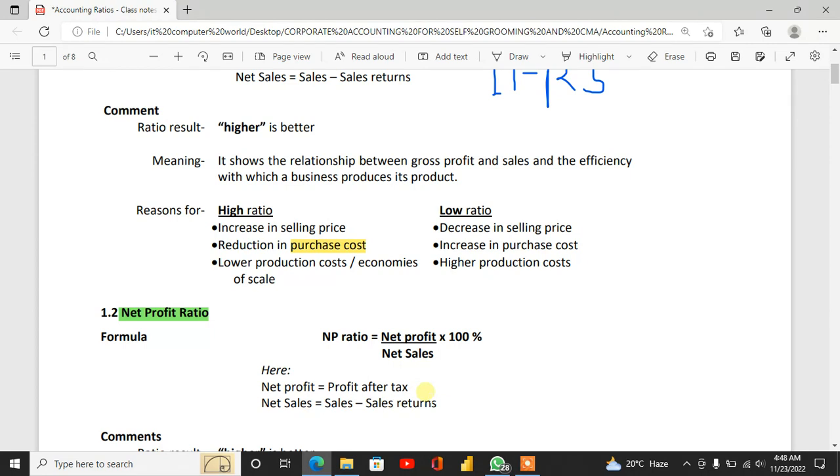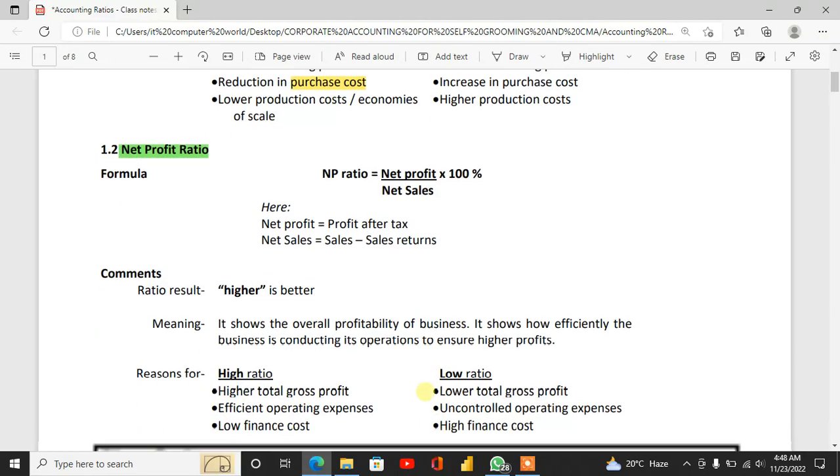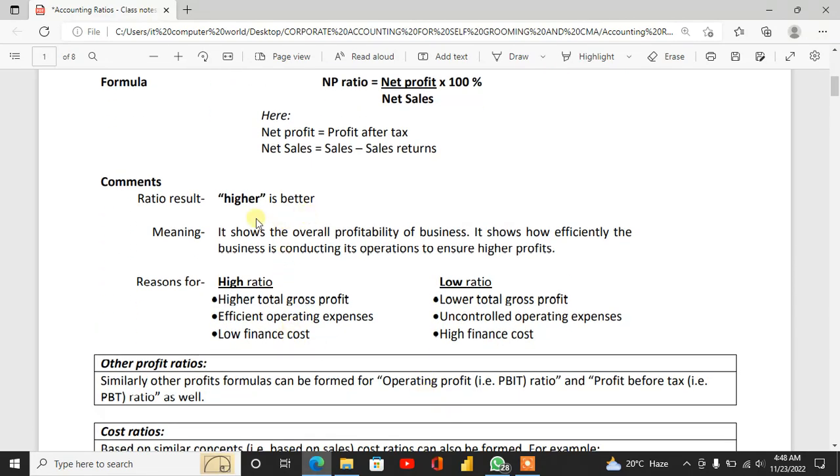When we pay tax to the government, after the tax, the profit is called net profit. The higher the ratio result, the better. It shows the overall profitability of the business, and how efficiently the business is conducting its operations to ensure high profitability.